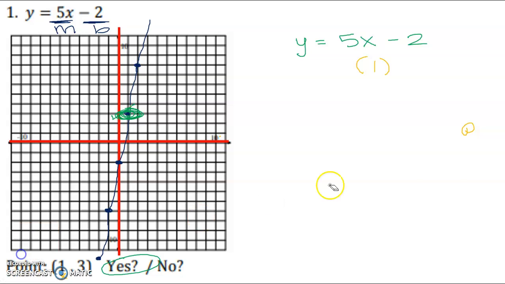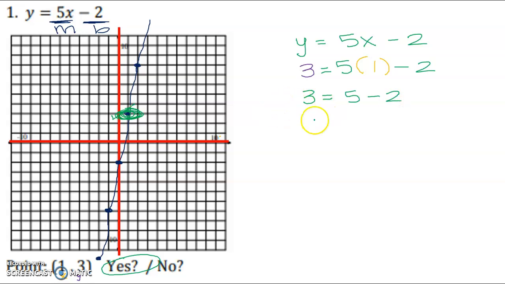We were also told that we have a y value of 3. So anywhere that we see a y, we're going to substitute in a 3. So we can keep the rest of it the same. So 3 equals 5 times 1 minus 2, and now we're going to evaluate. So there's nothing to do on the left-hand side of the equation, and then we have 5 times 1 is equal to 5 minus 2.